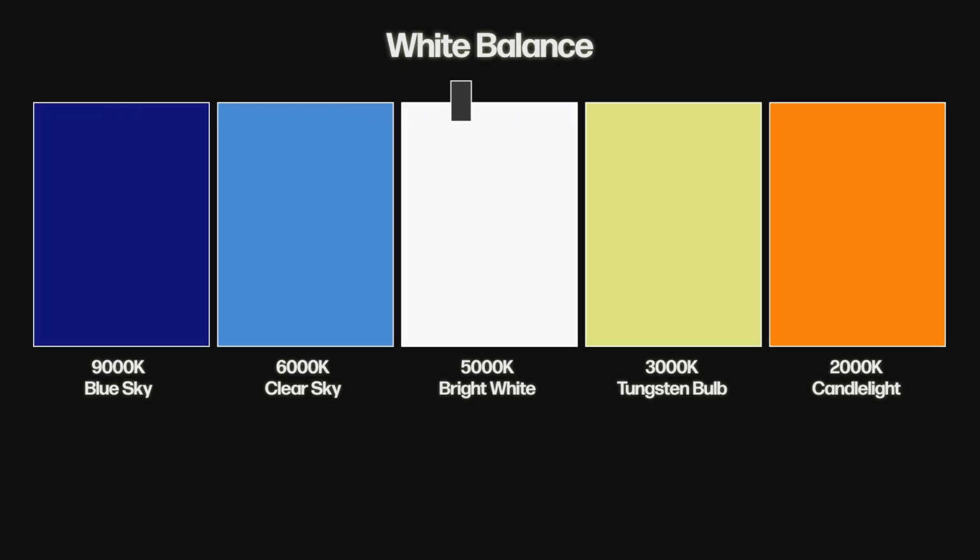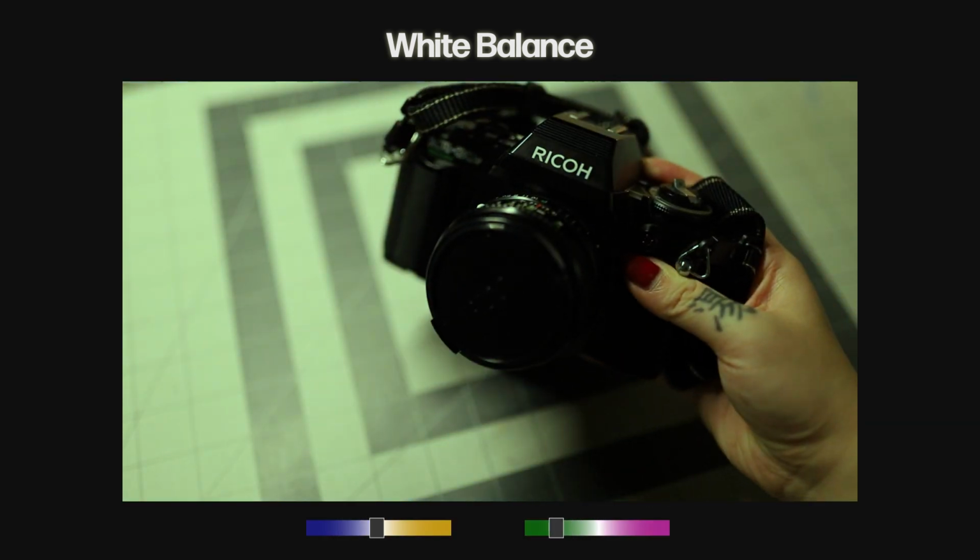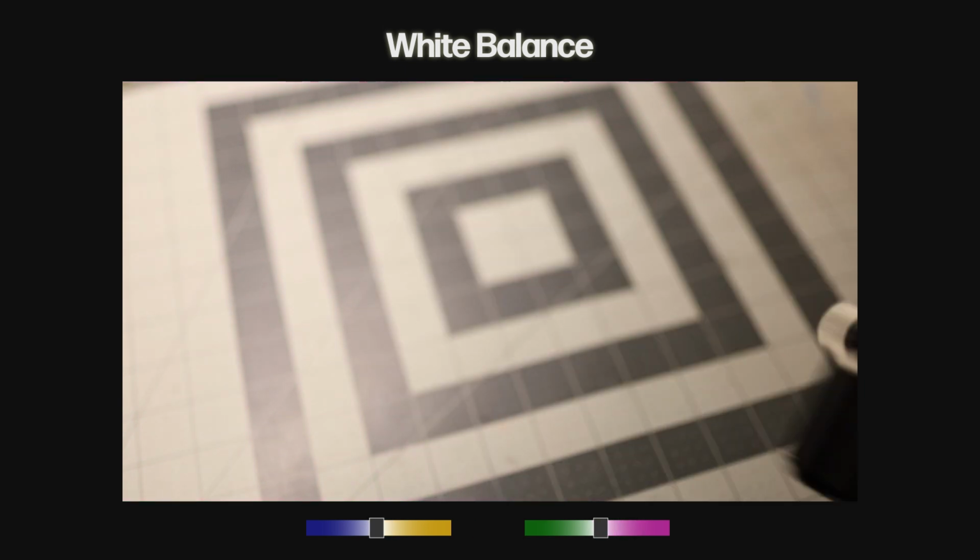Most cameras shoot in auto white balance, but can also be set to a fixed value. Colors can usually be corrected in post-production, but it saves a lot of time to get it right in camera.